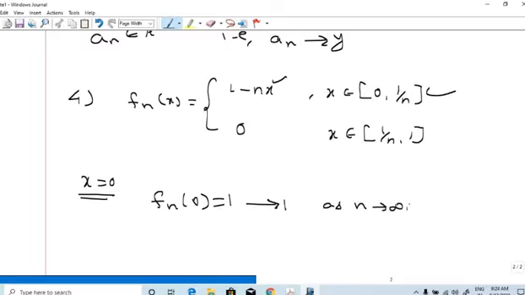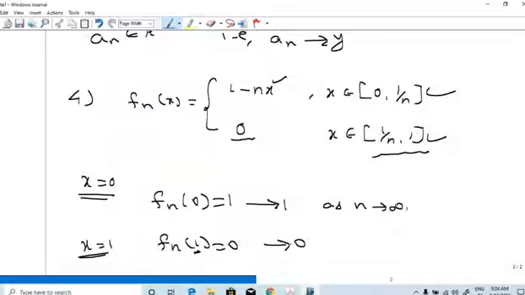Now, if you take other values, suppose we take x equal to 1. So x equal to 1 lies in this interval. So what is f_n(1)? Since 1 lies in this interval, the corresponding value is 0. This is a constant sequence, so it always converges to 0. Therefore, as n goes to infinity, f_n(1) also converges to 0.